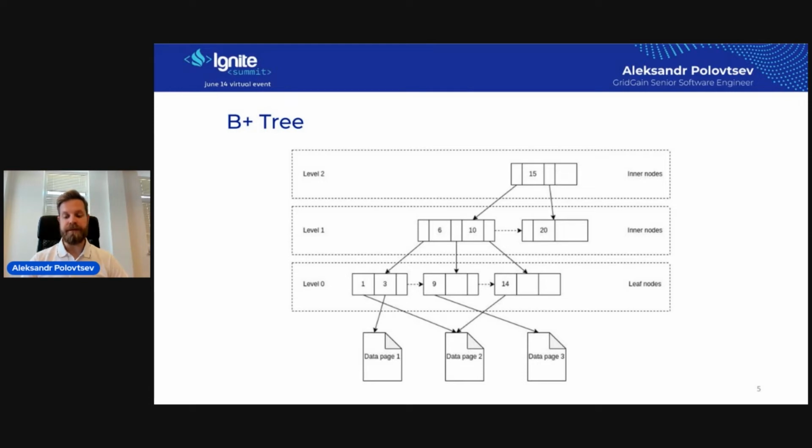When removing the data, you might need to merge the nodes as well, because you need to maintain the invariant that every inner node in a tree must have a minimum amount of children nodes. So basically what that means is that a single logical write to the tree may result in modification of multiple related pages, and this phenomenon is called write amplification.